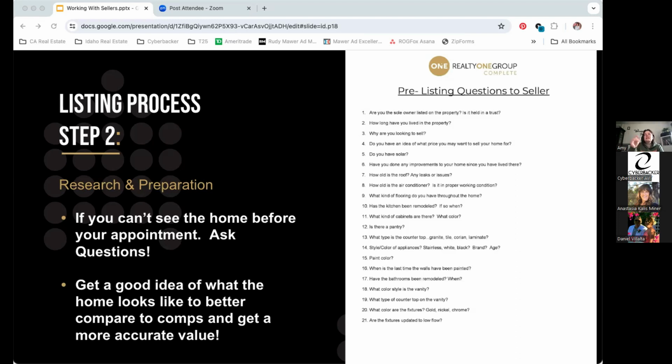Okay, this is going to give me an idea when I go onto the MLS to look up their property and the last time it sold, what it looked like. Now I know what updates and improvements they've done to the property since they bought it. So I know what's changed versus what looks the same. Okay, any questions about these two questionnaires?